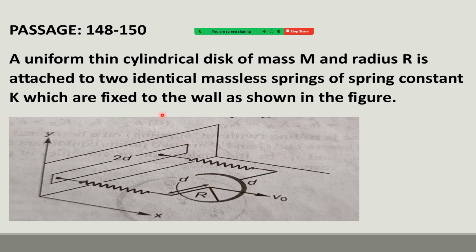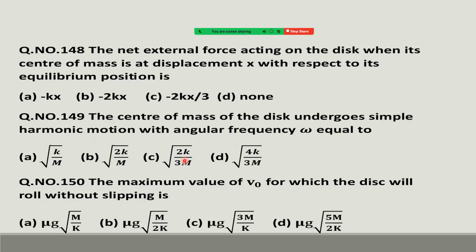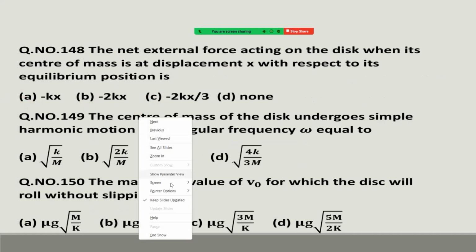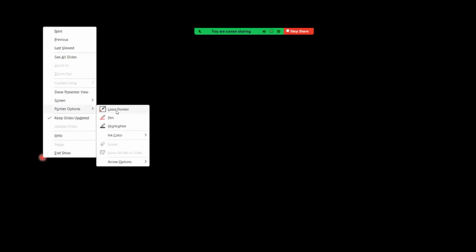Let us see. First of all, see what we have to calculate. The net external force acting on the disk when its center of mass is displaced x with respect to its equilibrium position is. We have to find the net external force. Let us see. First of all, the displacement is x from the equilibrium position. Suppose this is the disk. The velocity is given to the right side.